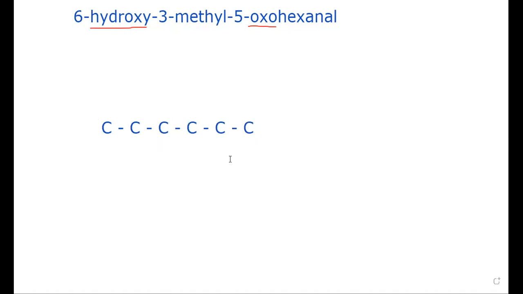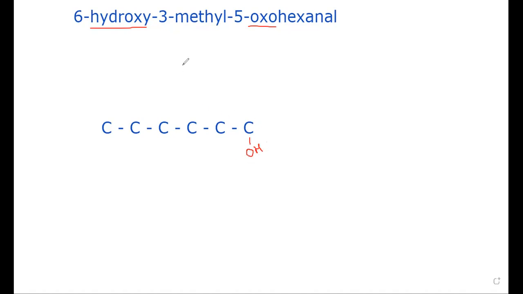Okay, let's start filling up this chain now. Let's put the attachments to it. 6-hydroxy, that means in the 6th carbon, I'm gonna have a hydroxy. This is the 6th carbon, so I'm gonna put here, what is the hydroxy? Alcohol. No, it's OH. Alcohol is not just the functional group, it's the functional group and a chain attached to it. This is just the OH, the hydroxyl.